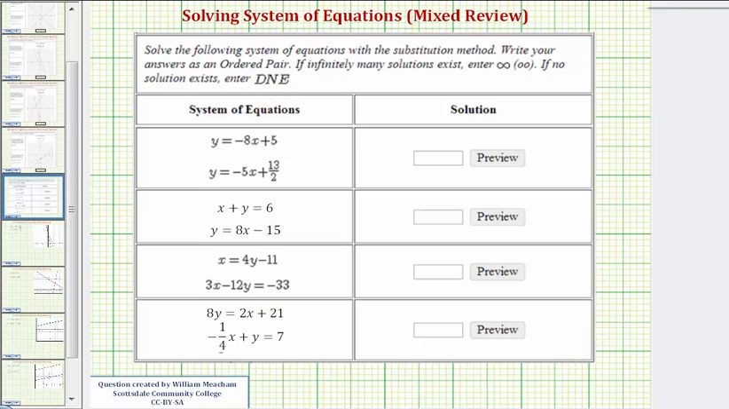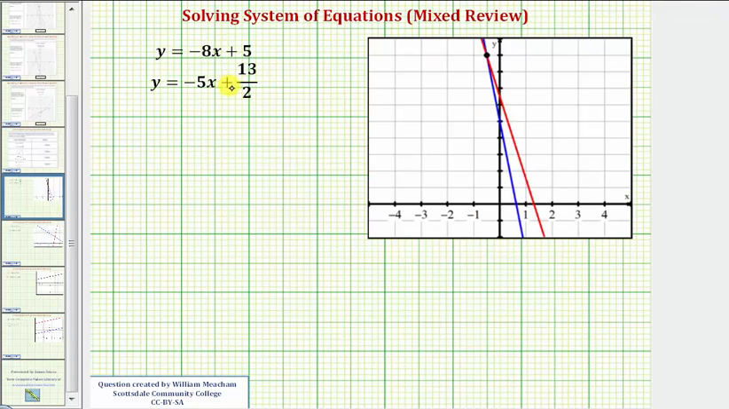So looking at our first example, notice how both equations are solved for y. So we'll take the expression negative 5x plus 13 halves and substitute this for y in the first equation. This will give us the equation with one variable of negative 5x plus 13 halves equals negative 8x plus 5. Now that we have an equation in one variable, we'll solve this for x and then perform back substitution to find y. Notice how we have x terms on both sides.